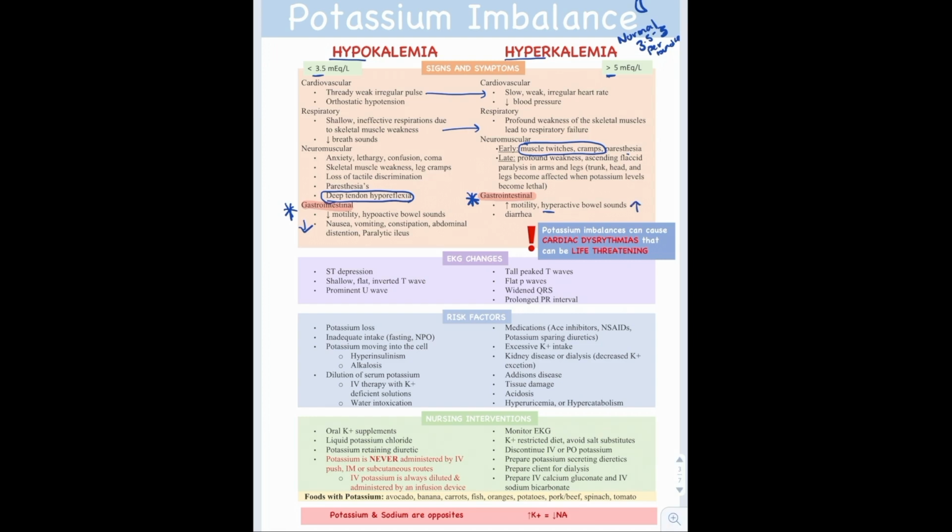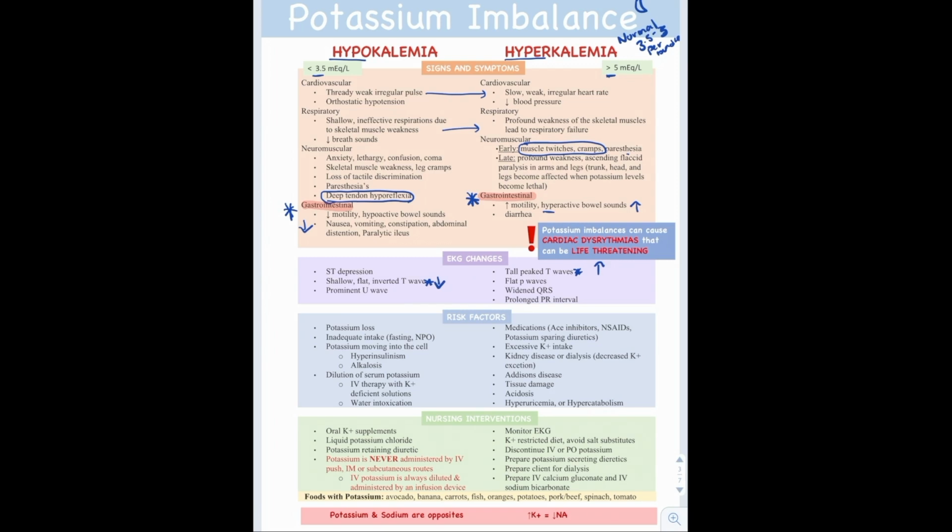When we talk about EKG changes, there are some important things to remember here as well. For hypokalemia, we have shallow, flat, inverted T waves. This is important because it's the opposite of the tall peaked T waves we're going to see in hyperkalemia. So again, the thing that is nice is hyper is going up, hypo is going down. So this is easy to remember.